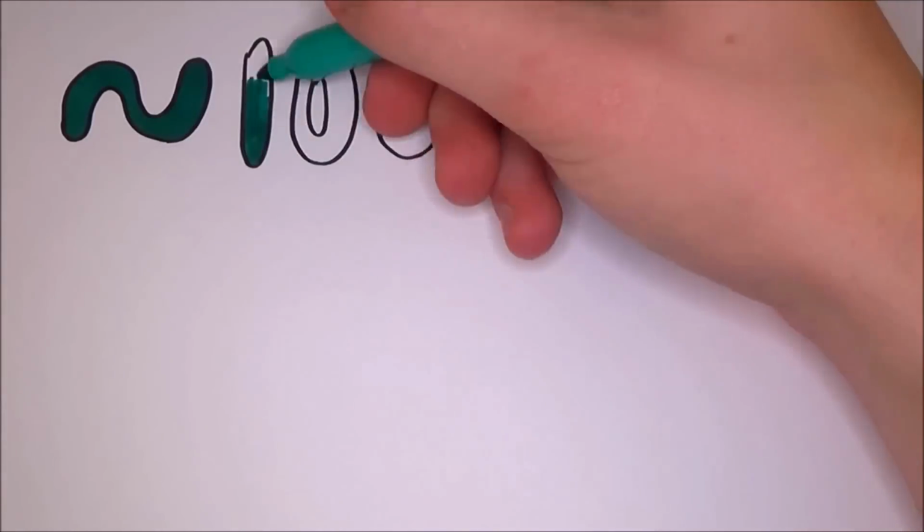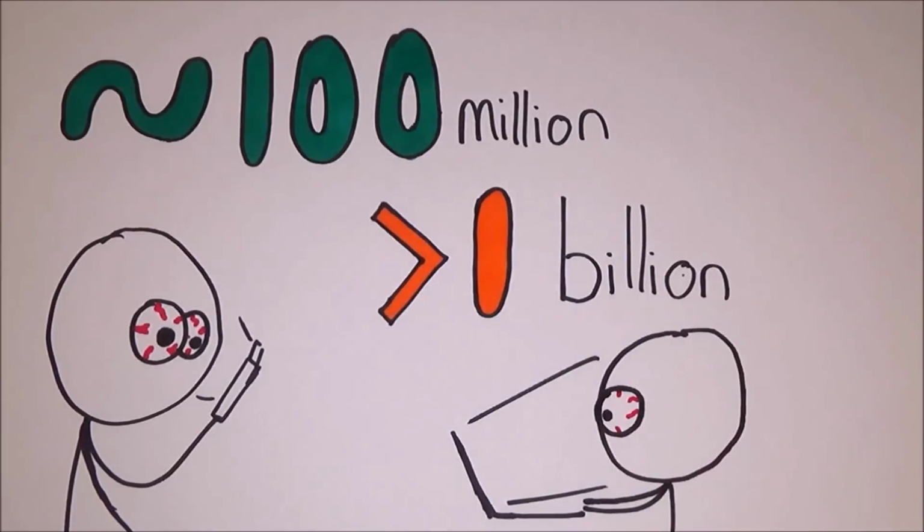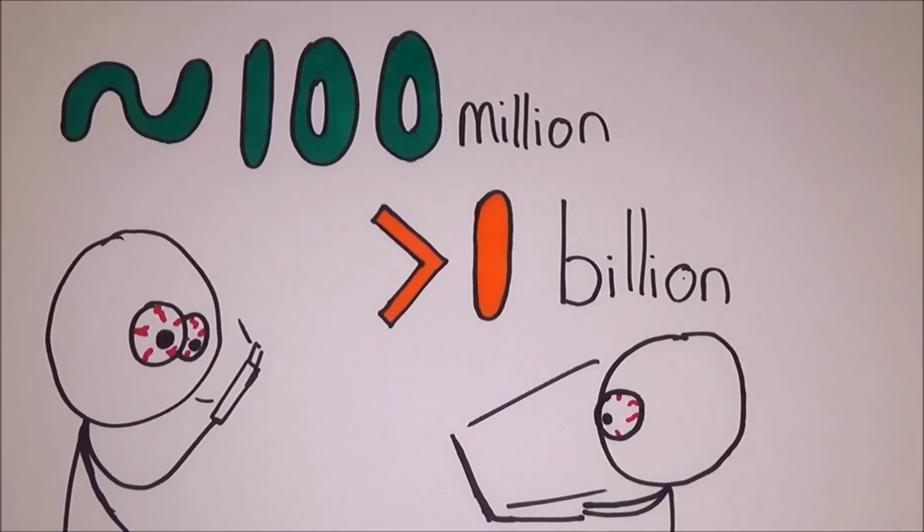There are nearly 100 million transistors in your phone and over 1 billion in your computer. The transistor is the most important component in modern electronics. Without it, where would we be?